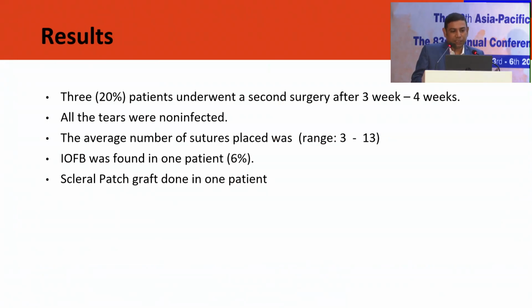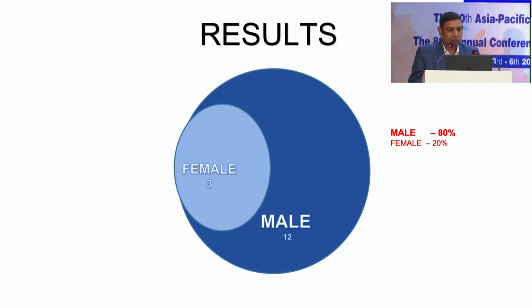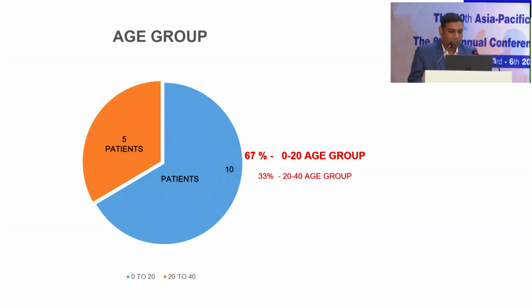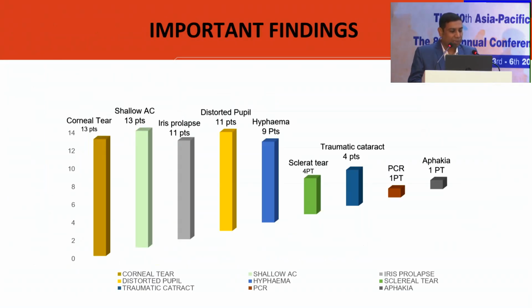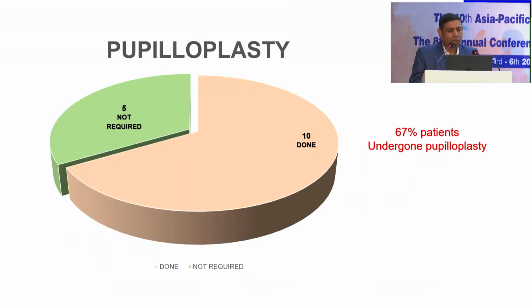So, results: 3 patients underwent a second surgery after 3 to 4 weeks, an intraocular foreign body was found in 1 patient, and a scleral patch graft was done in 1 patient. Out of 15, 12 patients were male, around 80%, and the 0 to 20 years age group was more, 10 out of 15 patients. Injuries were from pencil, sharp tiles, stone, knife, steel wire, and hand or fist injury. Important findings were corneal tear, shallow AC, iris prolapse, distorted pupil, and hyphema. Out of 15, we did pupilloplasty in 10 patients, around 67%.